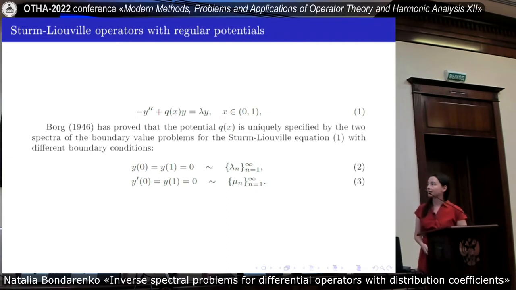In particular, the Swedish mathematician Borg in 1946 has proved that the potential Q of the Sturm-Liouville equation is uniquely specified by the two spectra of the boundary value problems for the same equation 1 with different boundary conditions. So we take the first spectrum for equation 1 with the Dirichlet-Dirichlet boundary conditions, and the second spectrum also of equation 1 with the Neumann-Dirichlet boundary conditions. It is well known that these spectra are discrete. Each of them is a countable set of eigenvalues. So Borg has proved that these two spectra uniquely specify the potential Q.